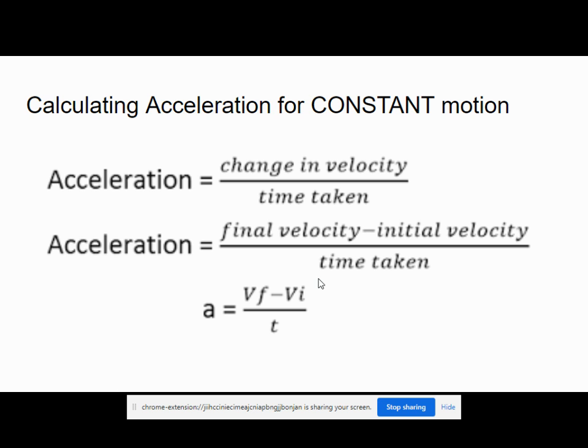So think about the calculation of this. It's the change in velocity over the time that it takes to get that change of velocity. Basically we're taking our final velocity, subtracting our initial velocity, and dividing by the time it takes to get there. Final meaning the one we're going to, initial meaning whatever we're going from, and then the time that it takes to get there.